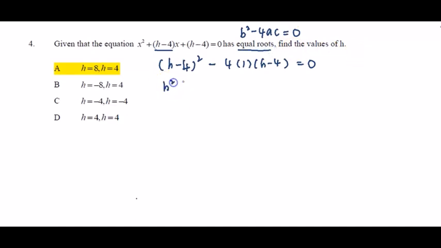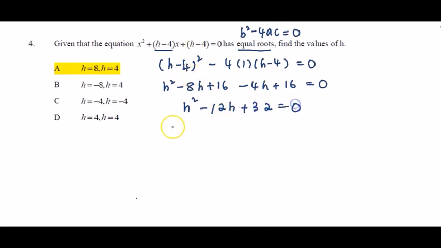Expand the h minus 4 squared, I got h squared minus 8h plus 16 minus 4h plus 16 equals 0. Now you can simplify it. You got h squared minus 12h, equals 0. Sorry, here should be a positive 32. Positive 32. So now we factorize it. You got 8 and 4, that is 32. Negative, negative. So h will be equal to 8, and h also will be equal to 4. So the answer is A.